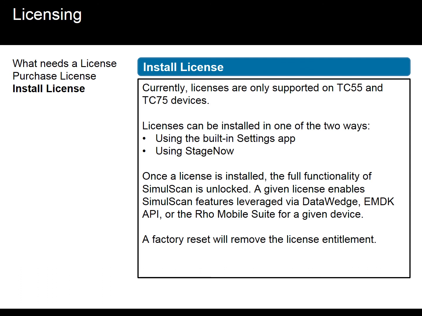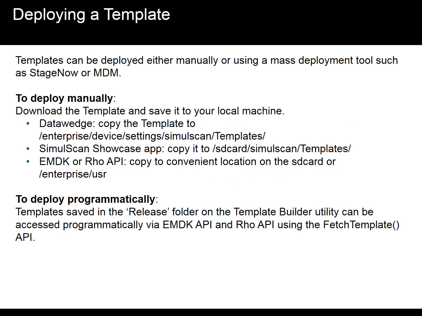Licenses can be installed in one of two ways: using the built-in Settings app, or using Stage Now. Regardless of the kind of template created, it will need to be deployed after being created. Templates can be deployed manually for a smaller set of devices, or leverage Stage Now or your MDM for a larger deployment. You can alternatively choose to deploy programmatically using the EMDK API or ROW APIs.